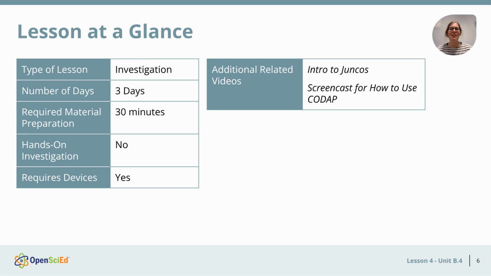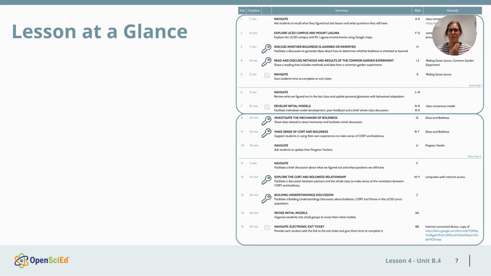All right, the lesson at a glance. This is another investigation lesson. Love those. It'll take 3 days. Material preparation is 30 minutes. Part of that is going to be familiarizing yourself with CODAP. It is not a hands-on investigation, but it does require student devices. There are 2 videos, the intro to Juncos for students, and then the screencast for how to use CODAP that I've shown in my class as well.